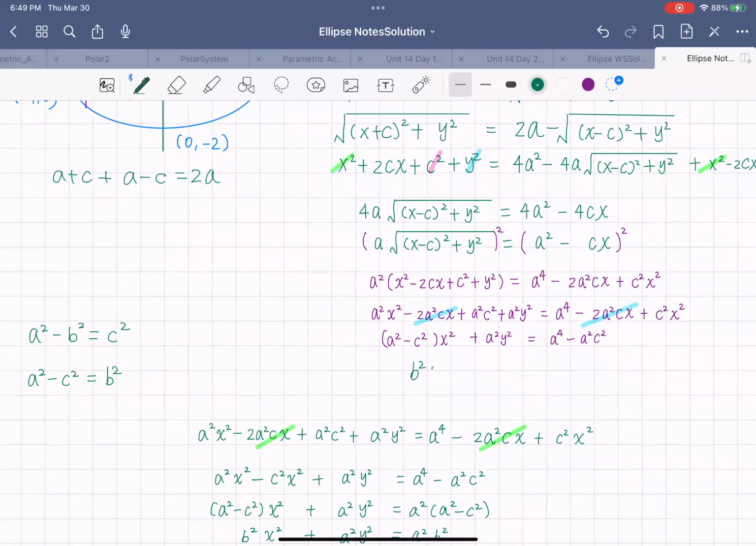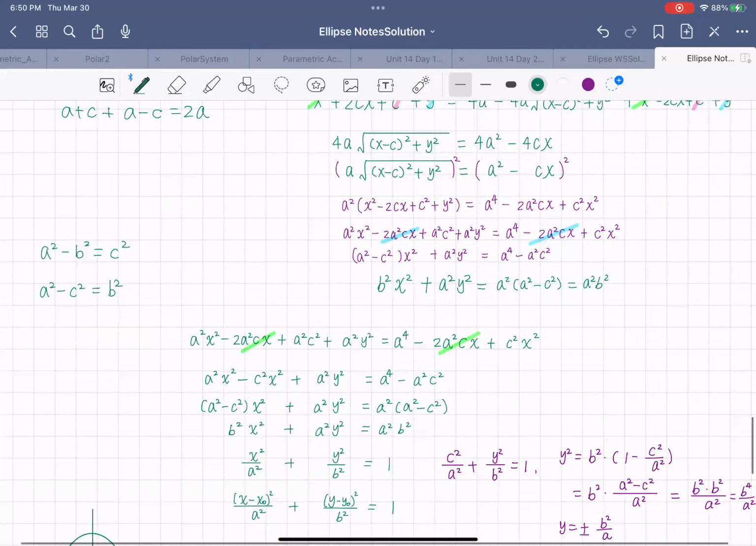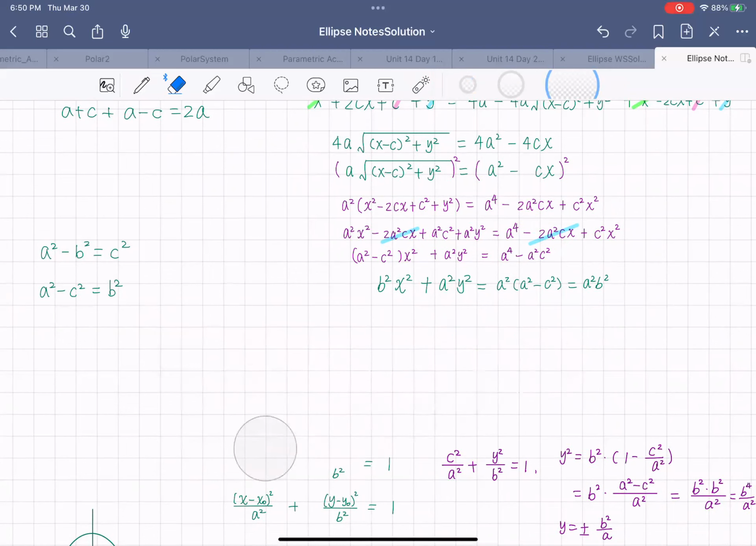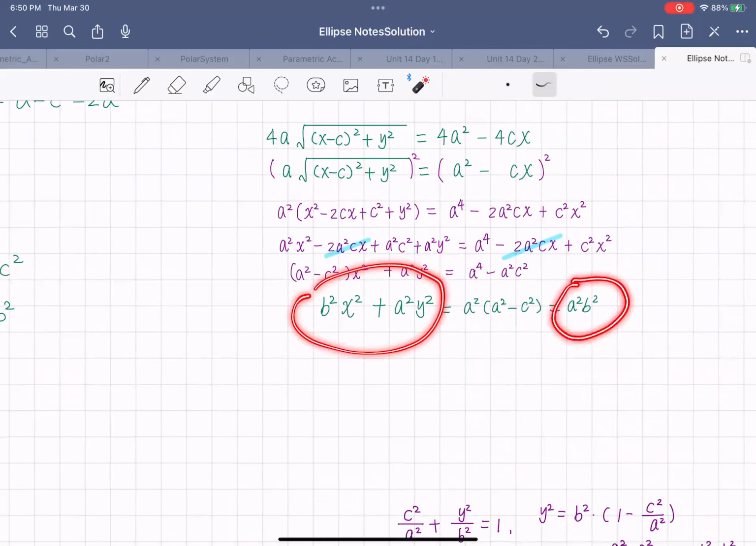So this is b squared times x squared plus a squared times y squared equals a to the power 4 minus a squared c squared. You will take out a squared. You have a squared minus c squared. A squared minus c squared is b squared. So this is a squared b squared. The last step, you have this guy equals this guy.